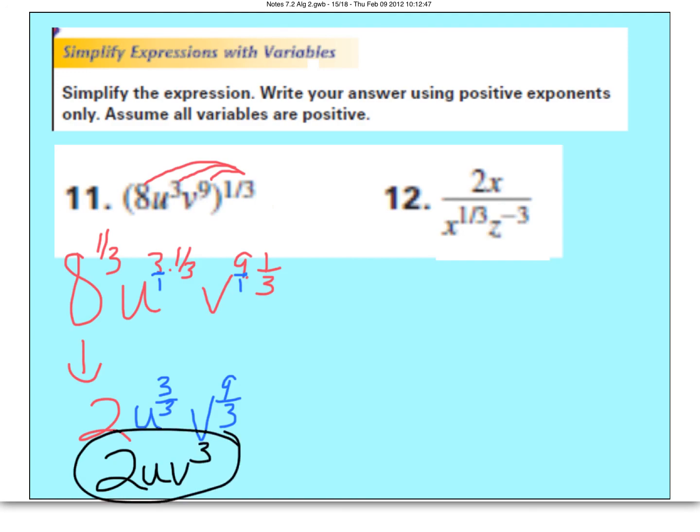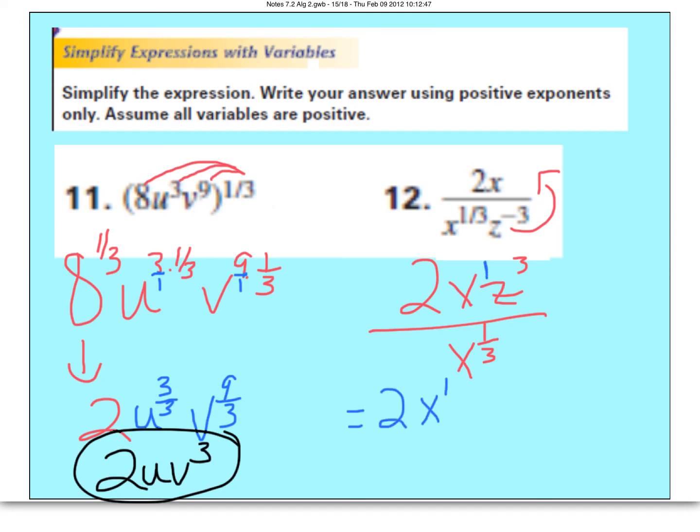Number 12 is the last one we're going to do. Again, I can look at this. The 2's look great. There's only one number. There is only one z, but I have an issue because it's negative, and there are 2 x's. So I need to crunch the x's together, and I need to make that z positive. So let's make the z positive first by bringing it up. Gives us 2x z positive 3 over x to the 1/3. Now to crunch the x's together, all I need to do is subtract. This is the first power, so it's going to be x to the 1 minus 1/3, and that z cubed is still sitting there.